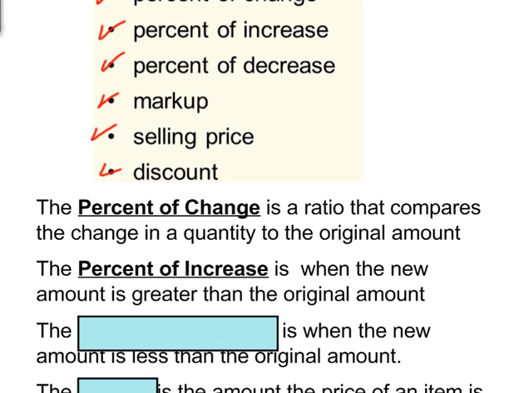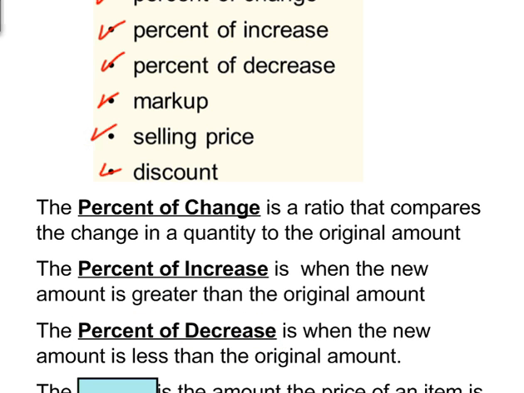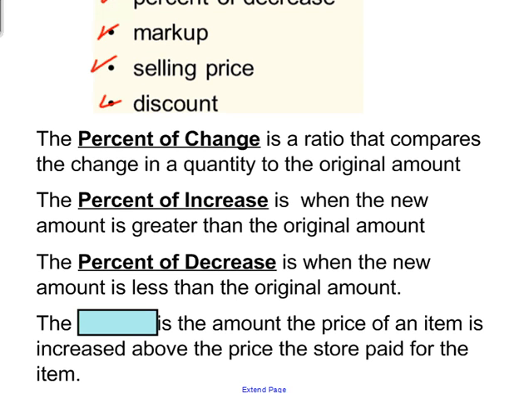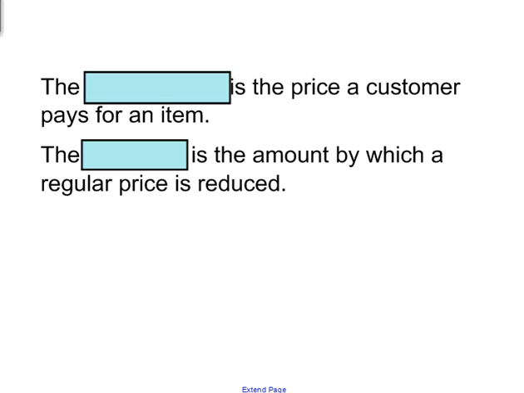The percent of increase is when the new amount is greater than the original amount. So then it would be an increase. Percent decrease is when the new amount is less than the original amount, when the value has gone down, or when the number has gone down. And a markup is the amount the purchase price of an item is increased above the price the store paid for the item. A couple more terms on the next slide.